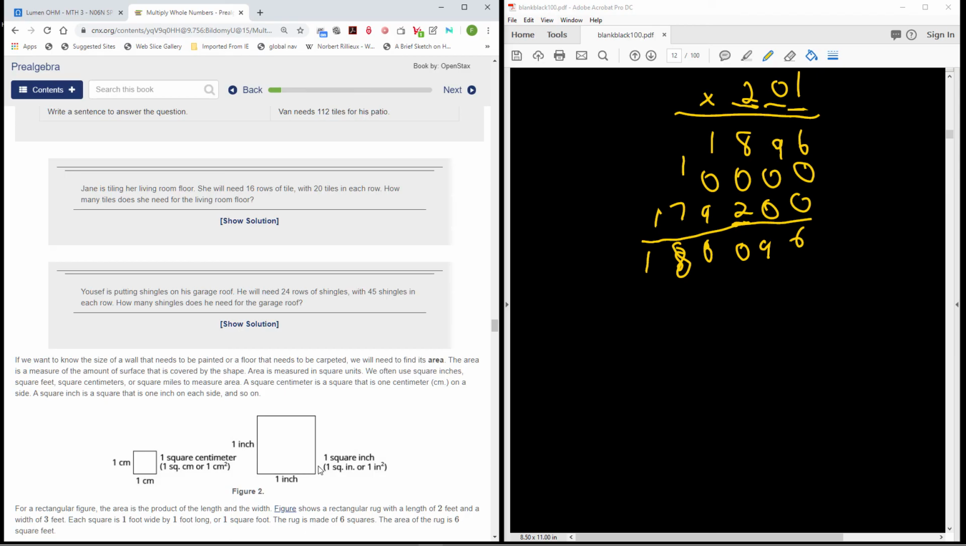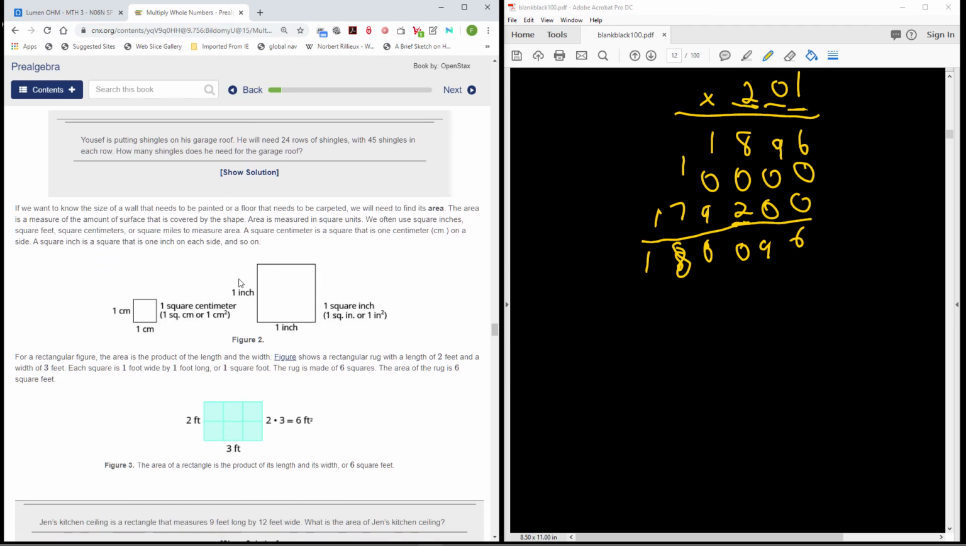Now, if you want to know the size of a wall that needs to be painted, or the amount of floor that needs to be carpeted, you find the area. Area is a measure of the amount of surface that is covered by a particular shape. Area is measured in square units. So it's not uncommon to see square inches, square feet, square centimeters, square miles to measure area. Examples here: 1 inch square, 1 square inch. 1 centimeter square, 1 square centimeter.